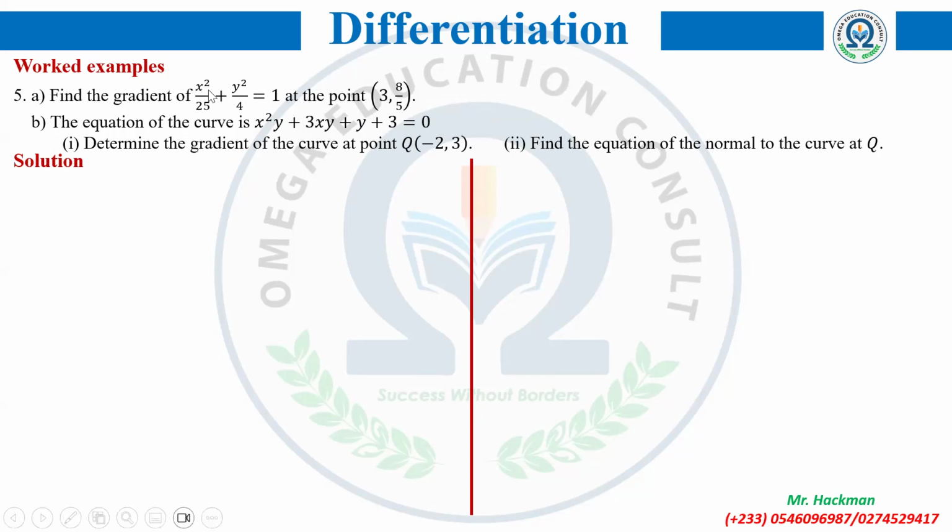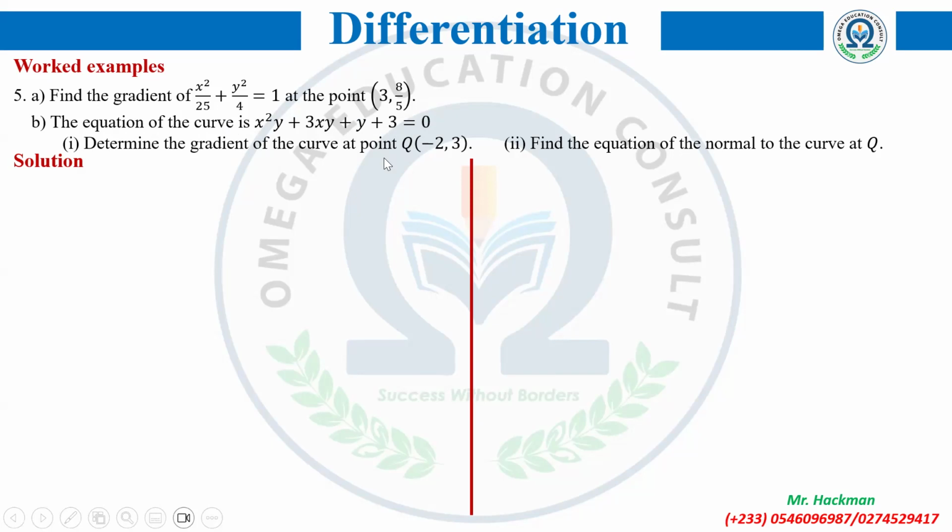Find the equation of the curve. Hey, the question here is not complete. I will check and revert later. The equation of the curve, this is equal to 0, because it lacks something. So the equation of the curve is okay. This determines the gradient of the curve at this point. So there is nothing wrong. This is the equation of the curve.